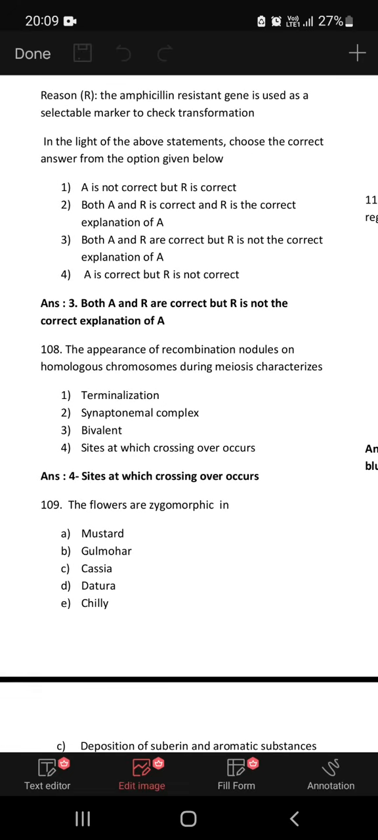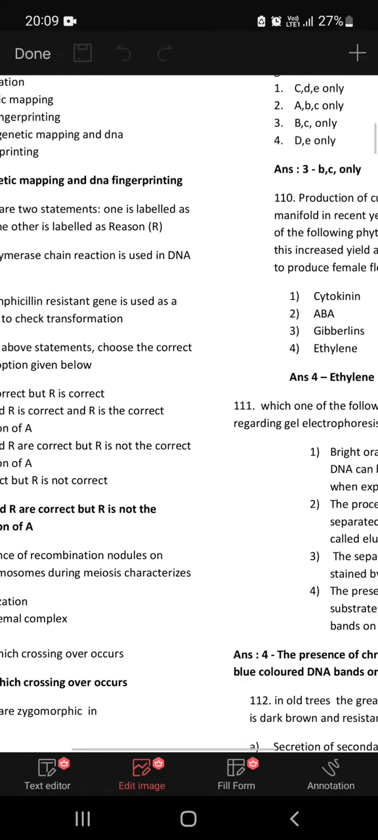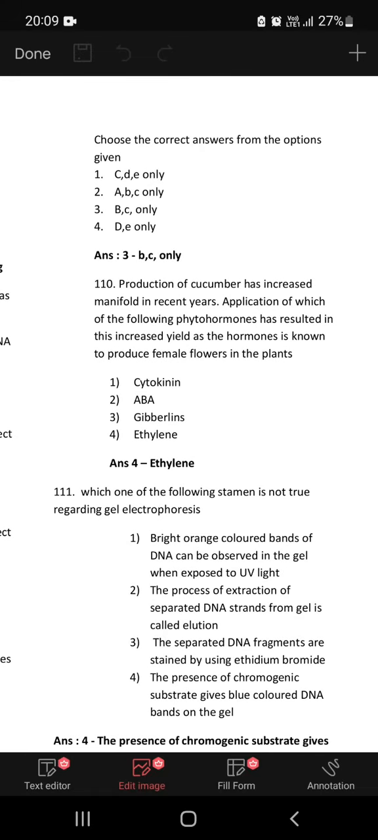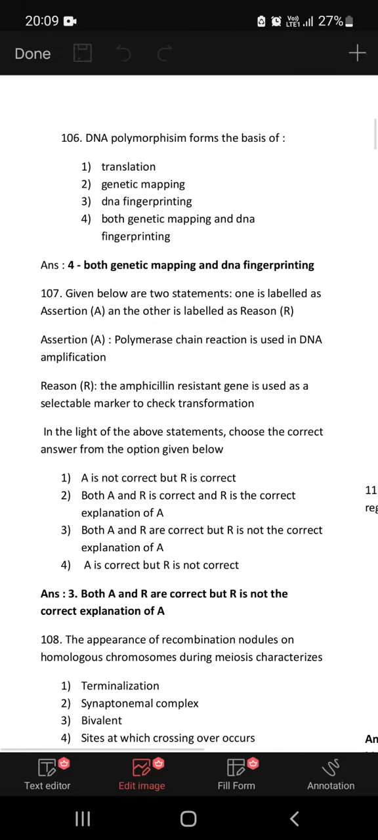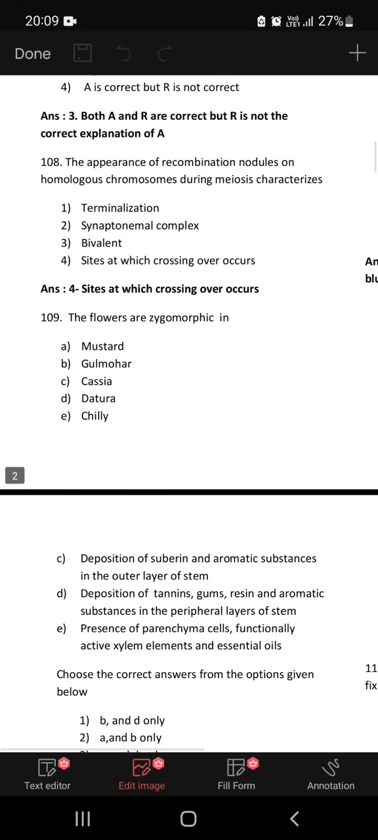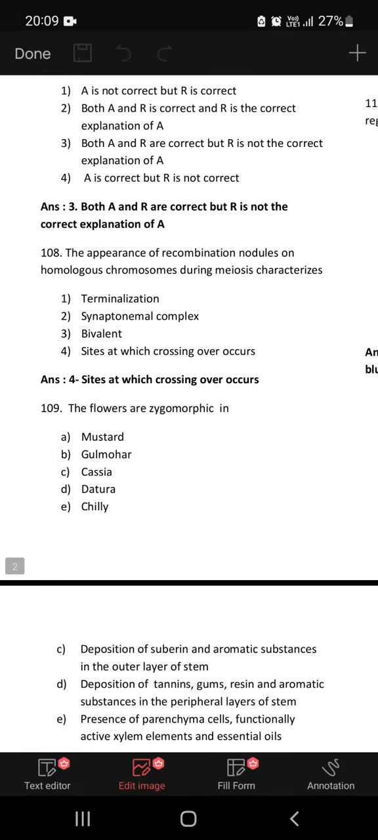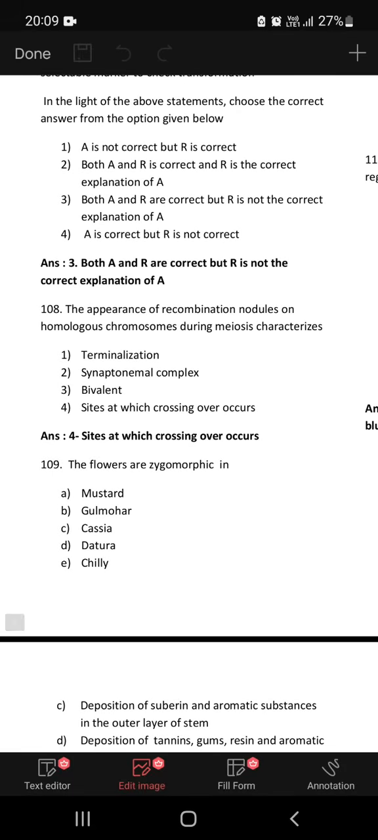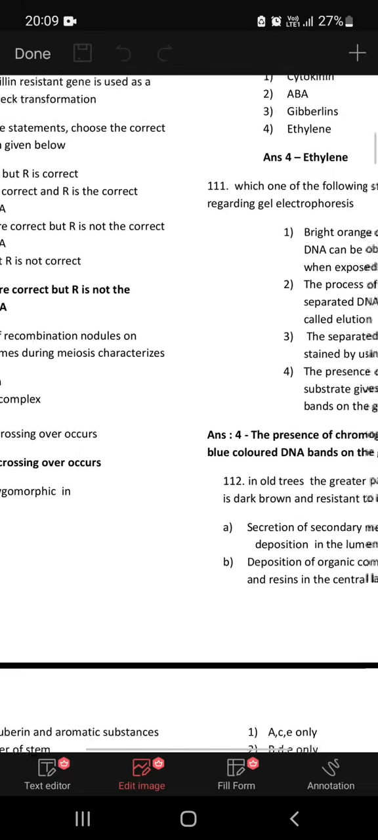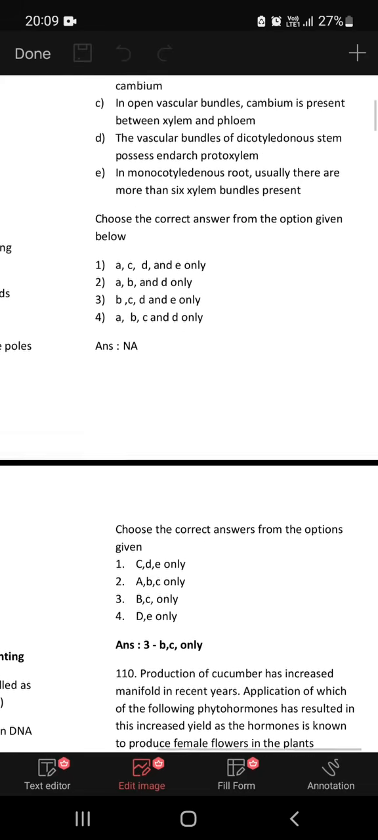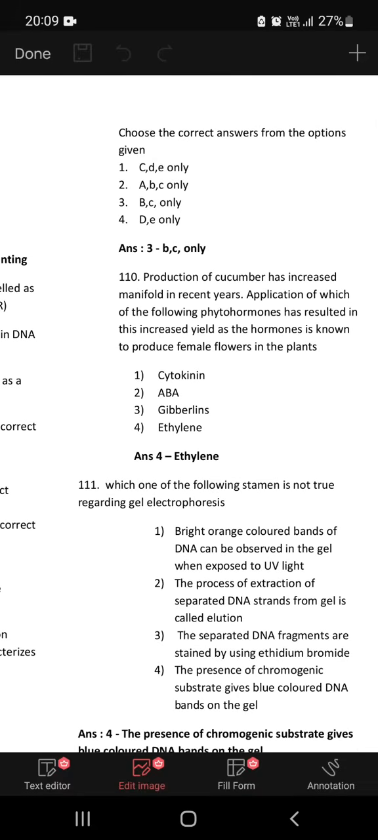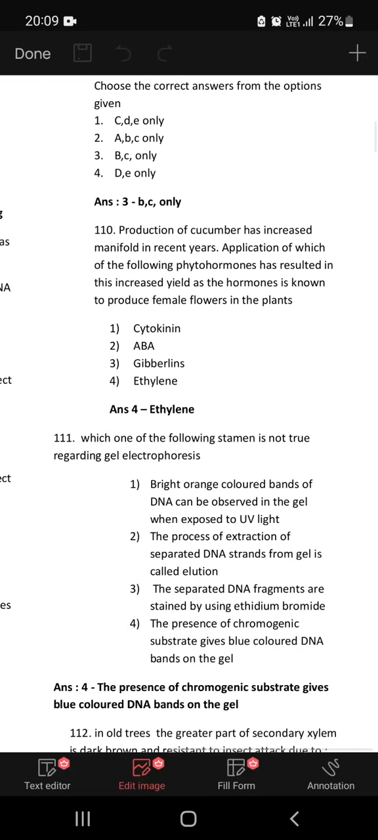The flowers are zygomorphic in mustard, gulmohar, cassia, datura, chili. So they have given these options. So the answer for this is B, C only. B is going to be the gulmohar, C is cassia. So B and C, apart from the papillonaceous corolla, they are all having this zygomorphic. That is, you can divide the flower into two equal halves in only one plane. So B and C only is the correct answer.